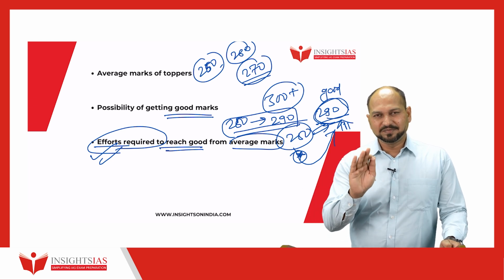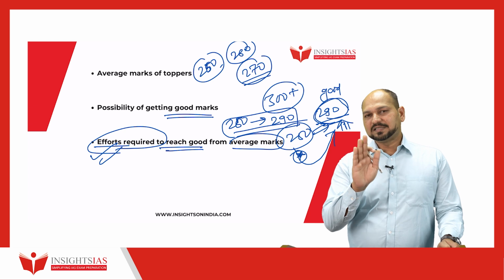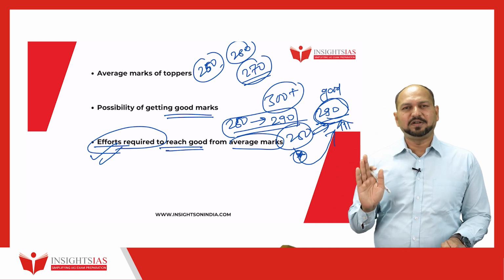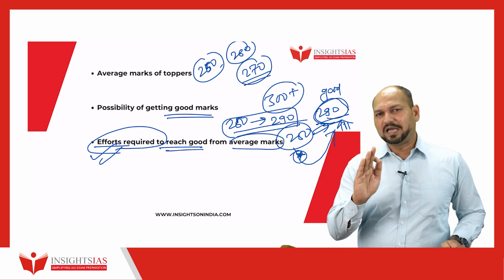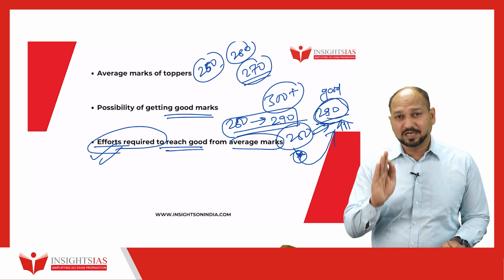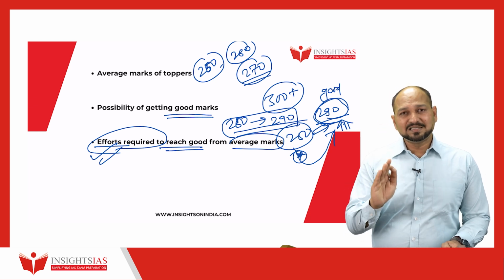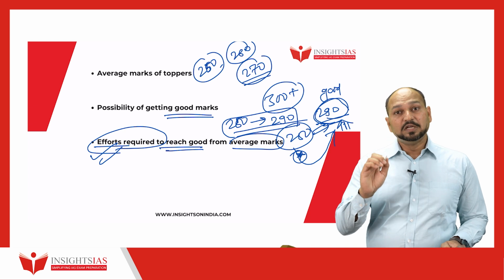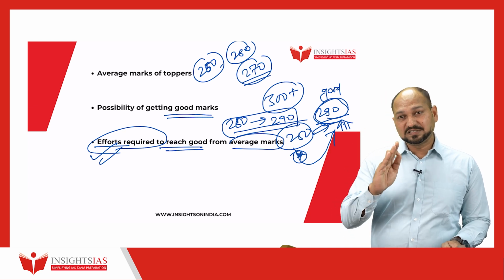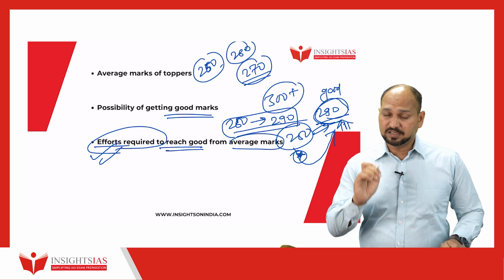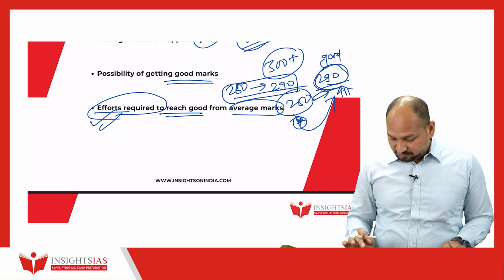Because on average, if someone is reading properly and is guided properly, he will definitely get average marks. So don't ever think about average marks, because average marks will never help you in final selection, or at least in getting a good rank. So always think about good marks. How much effort is required from average to good marks is a very important criterion, right?